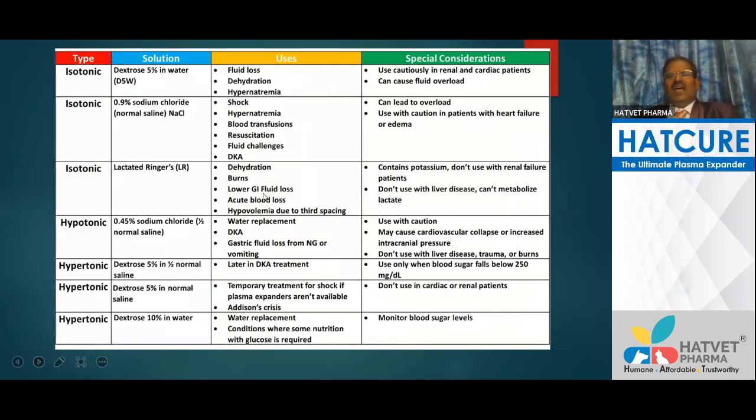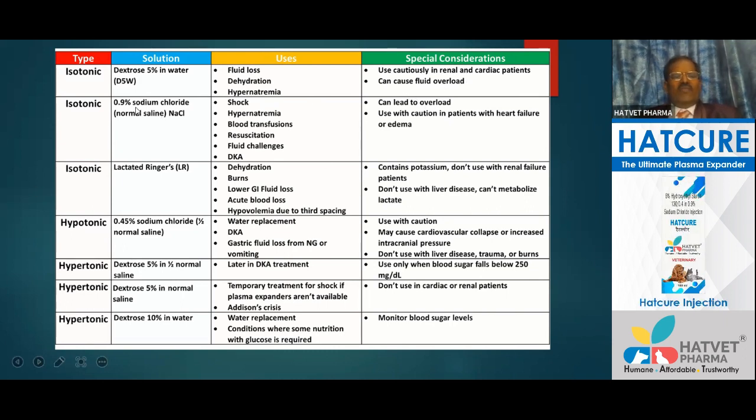Then these are some of the fluids commercially available. What are the uses, and what are the special considerations I would like to discuss. If it is dextrose 5%, it's isotonic. When there is fluid loss, dehydration, or hypernatremia, you can use it. Use cautiously in renal and cardiac patients because volume overload causes discomfort to the animal.